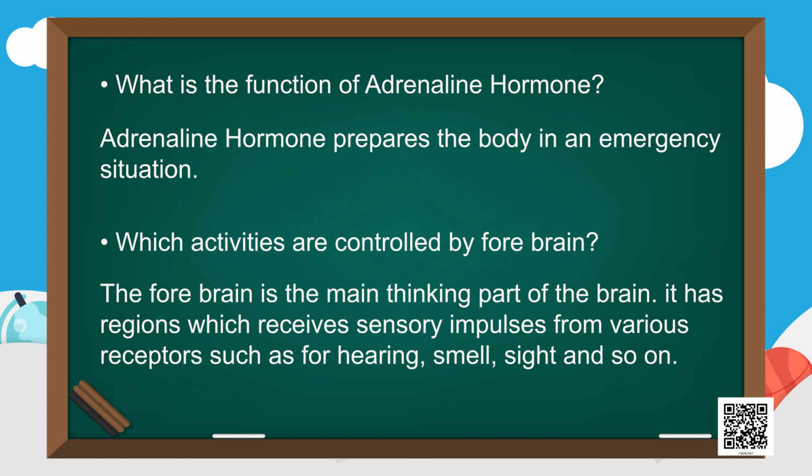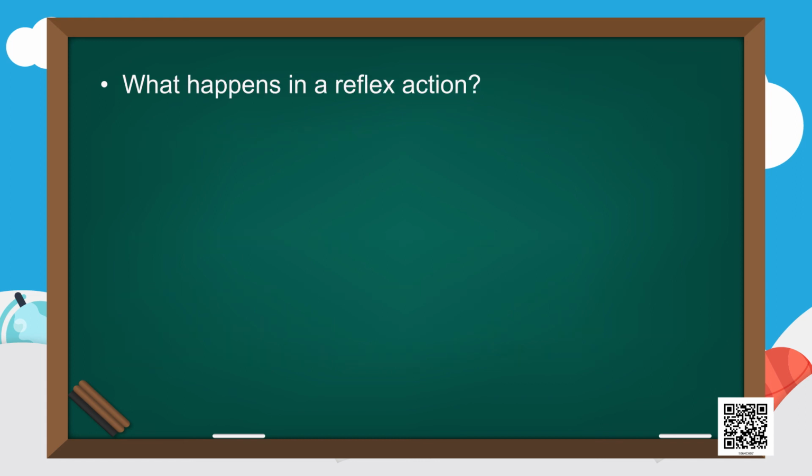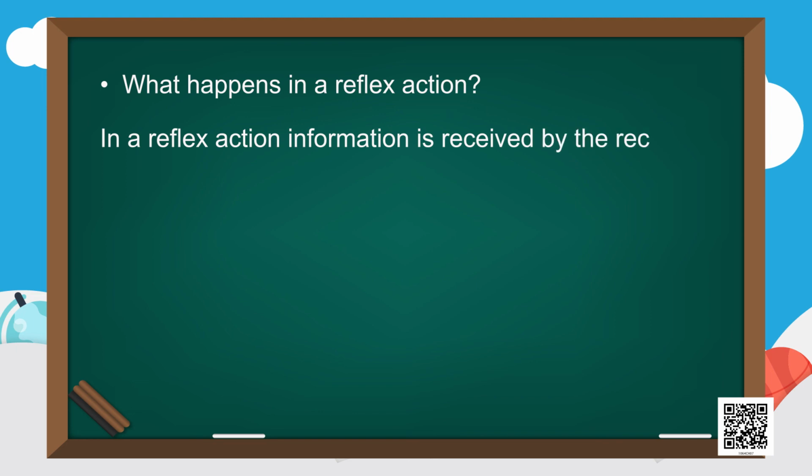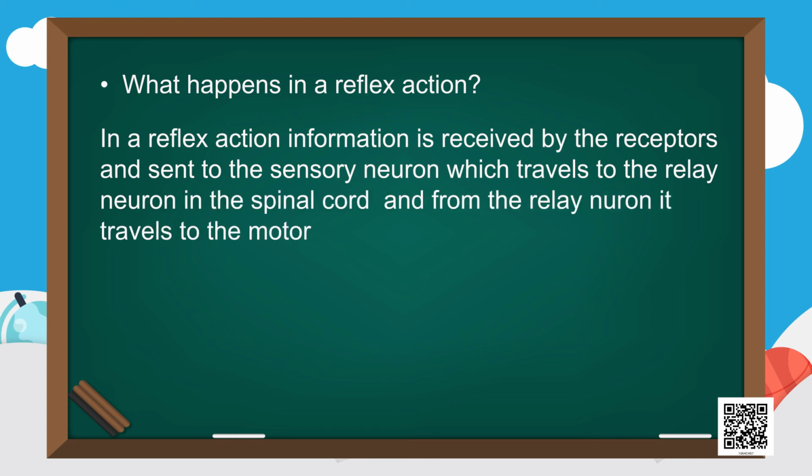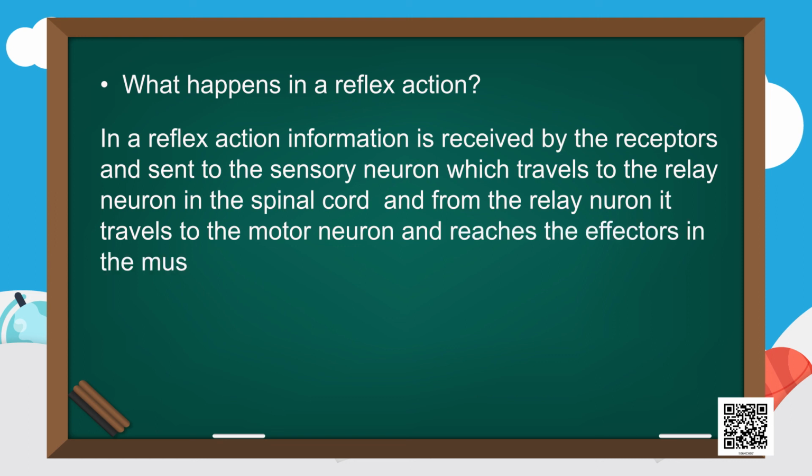My next question is, what happens in a reflex action? In a reflex action, the information is received by the receptors and is sent to the sensory neuron, which travels to the relay neuron in the spinal cord, and from the relay neuron it travels to the motor neuron and reaches the effectors in the muscle.